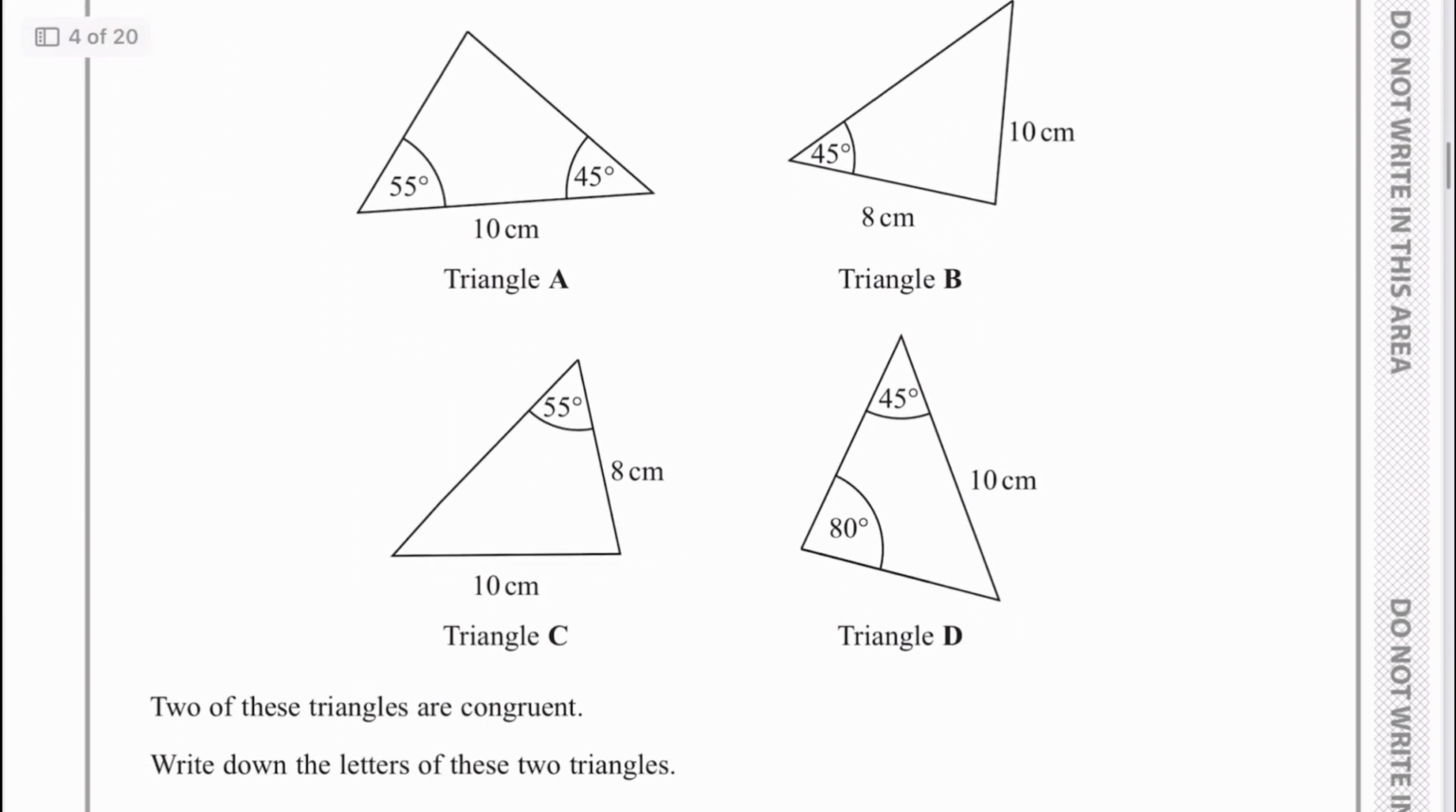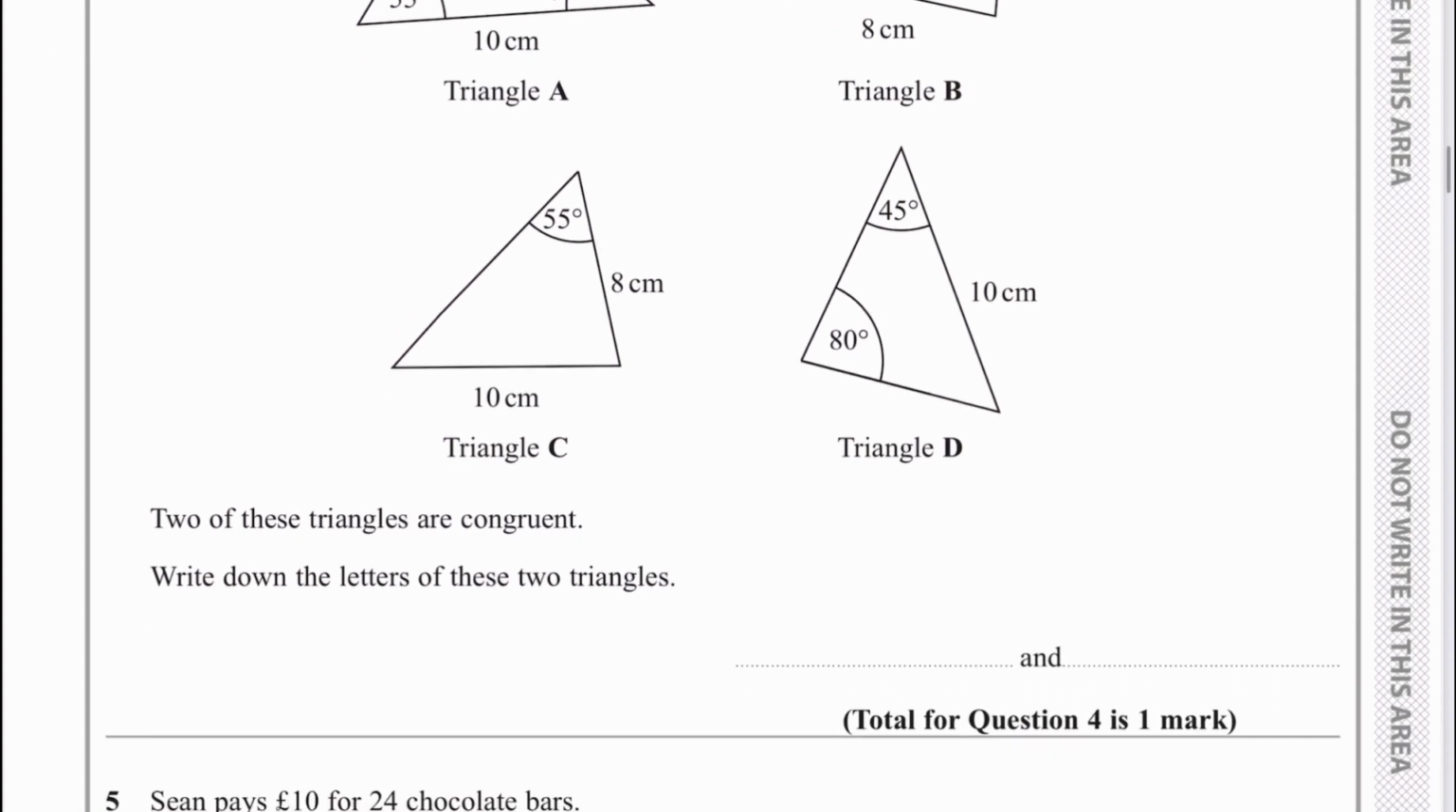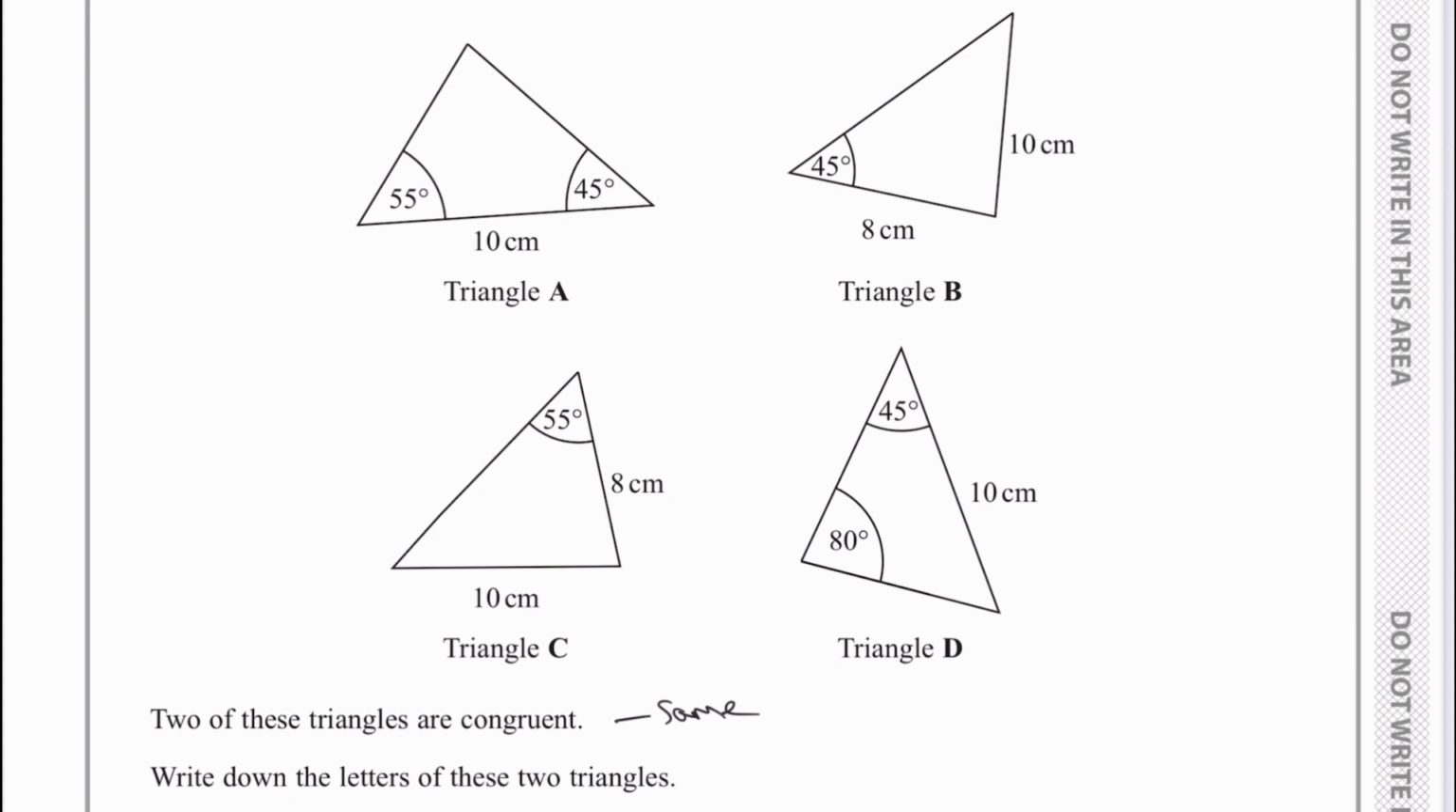Okay, let's move on then to question number 4, and it says 2 of these triangles are congruent, which basically means that they are the same as each other. And then it says write down the letters of these 2 triangles. Well, a little bit trickier, but basically I've got an inkling that because I know that 80 is opposite 10, what I need to do is figure out which of the other triangles is opposite to 10 with 80 degrees. Now it won't be triangle B because that's actually 45 degrees, and it won't be triangle C, that's actually 55 degrees. So it leaves me with triangle A.